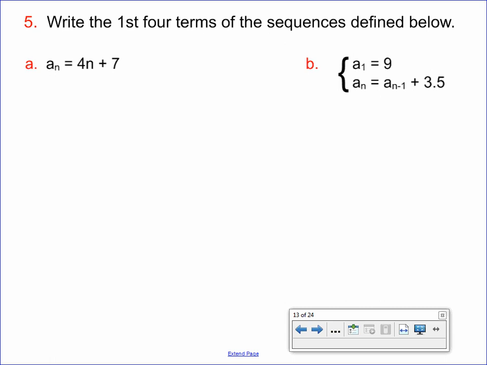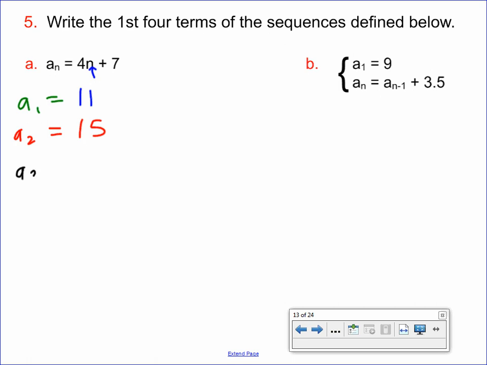Let's go ahead and write the first 4 terms of the sequences defined below. And so for letter A, I know that the first term, call it a sub 1, is given by evaluating my explicit formula when n equals 1. So that would simply be 4 times 1 plus 7 equals 11. I know a sub 2, my second term, would be gained by substituting in 2 for n and evaluating. 4 times 2 is 8 plus 7 is 15.